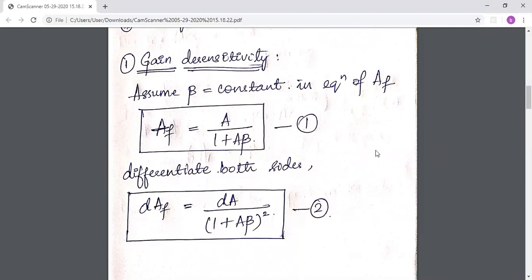So what we do here is consider the equation of gain of the amplifier with feedback, that is AF equal to A divided by 1 plus A beta, where A is the open loop gain of the amplifier and beta is the feedback gain. Now, in order to desensitize the gain, we assume beta to be constant and differentiate this equation. We get dAF equal to dA by (1 plus A beta) whole square, and name this equation 2. Differentiation of 1 by x is minus 1 by x square. Remember that formula.